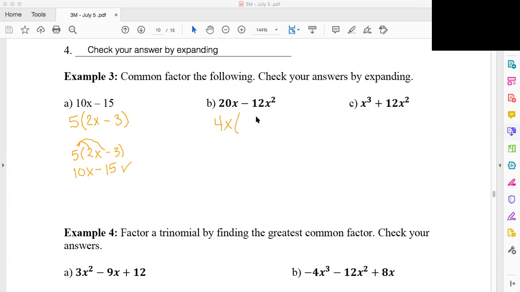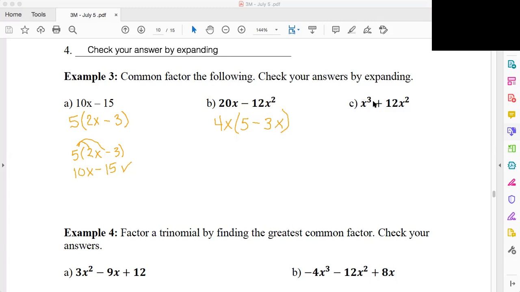Okay, you're going to open the bracket. You're going to do 20x divided by 4x, which is just 5. Same sign. 12x squared divided by 4x will give us 3x. And close that bracket.